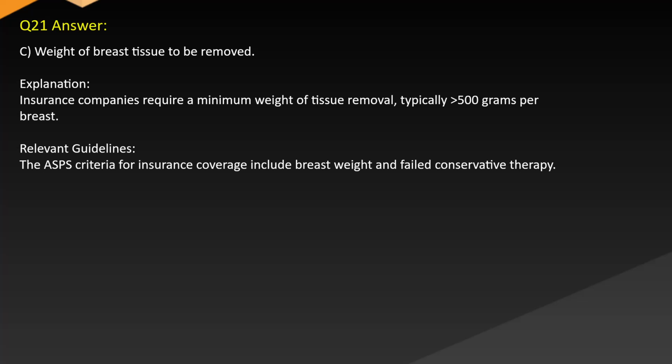Answer C. Weight of breast tissue to be removed. Explanation: insurance companies require a minimum weight of tissue removal, typically 500 grams per breast. Relevant guidelines. The ASPS criteria for insurance coverage include breast weight and failed conservative therapy.